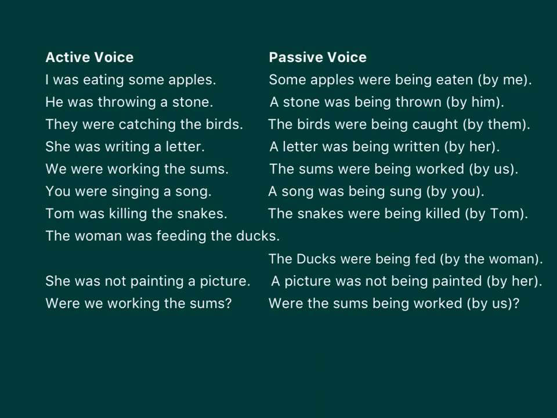Here are more examples of the comparison between the active and passive voice. Active voice: I was eating some apples. Passive voice: some apples were being eaten, meaning by me. Active voice: he was throwing a stone. Passive voice: a stone was being thrown by him. Active voice: they were catching the birds. Passive voice: the birds were being caught.